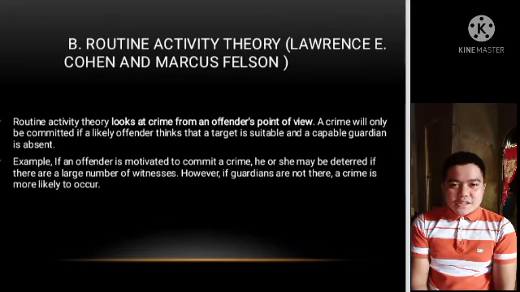Routine activity theory looks at crime from the offender's point of view. A crime will only be committed if a likely offender thinks that a target is suitable and capable guardian is absent. It is the offender's assessment of the situation that determines where a crime will take place. Example, if an offender is motivated to commit a crime, he or she may be deterred if there is a large number of witnesses. However, if guardians are not there, a crime is more likely to occur. So when these ingredients are present, according to routine activity theory, crime happens.